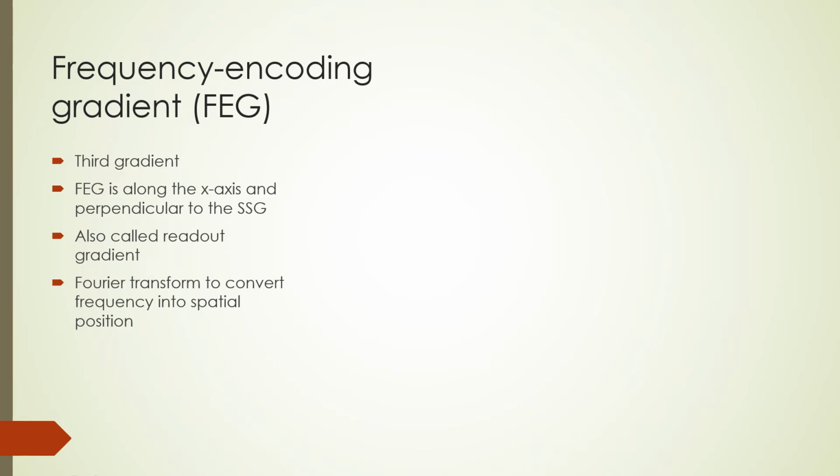After the frequency encode gradient is applied, the echo is detected by a receiving coil and stored in the computer for processing. The echo data containing frequency and phase information is Fourier transformed to convert frequency into spatial position. We shall look more closely at the frequency encode gradient next.